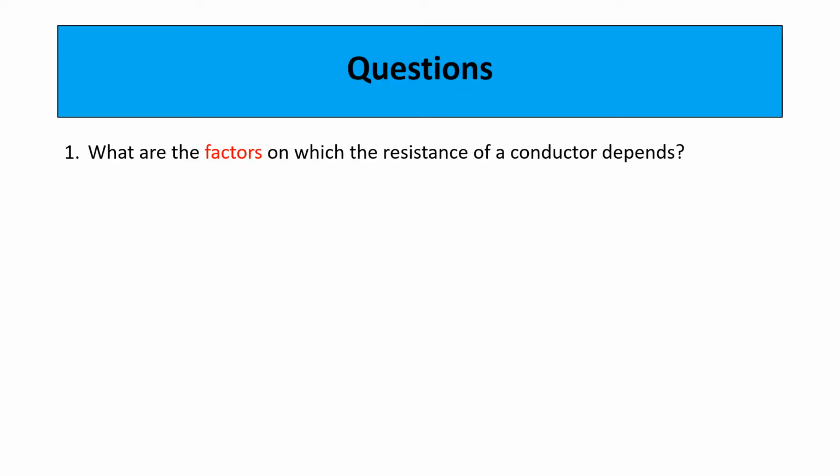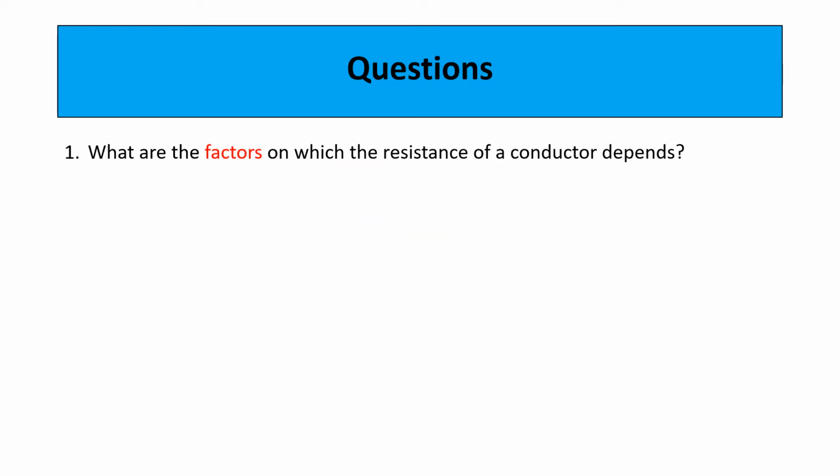Question number 1. What are the factors on which the resistance of a conductor depends? We know the resistance expression R is equal to rho L by A, where rho is the resistivity, which depends upon the nature of the material. L is the length of the wire or the conductor. It is directly proportional to the length. A is the area of cross section, and this resistance is inversely proportional to the area of cross section.